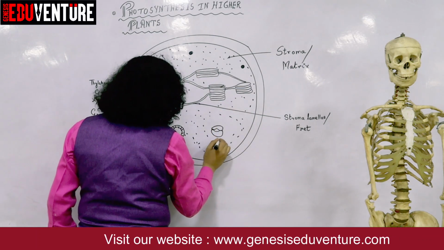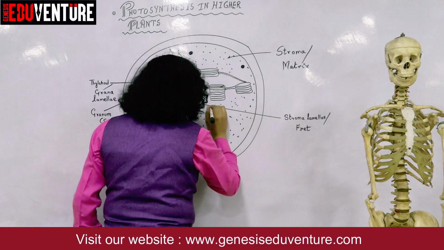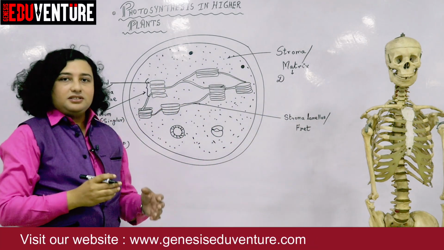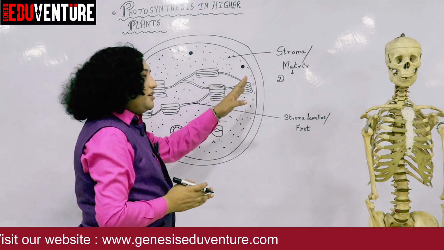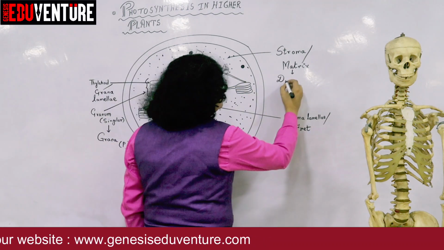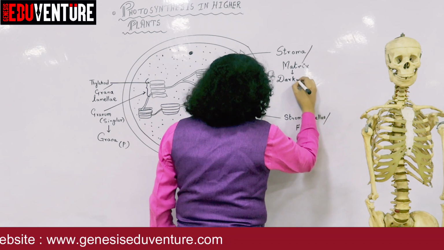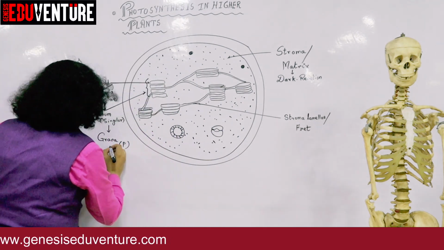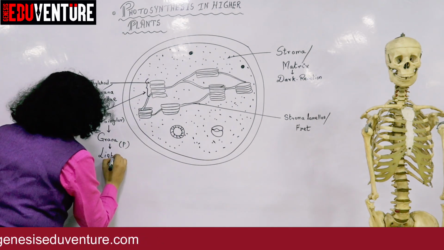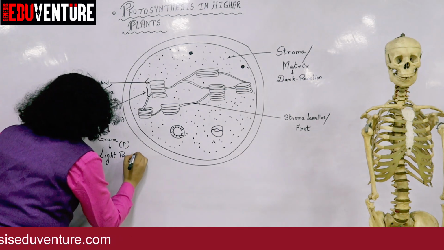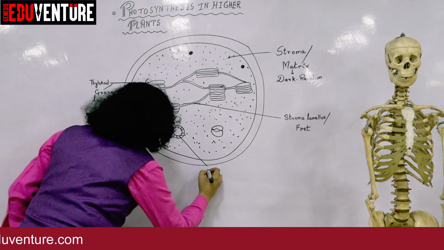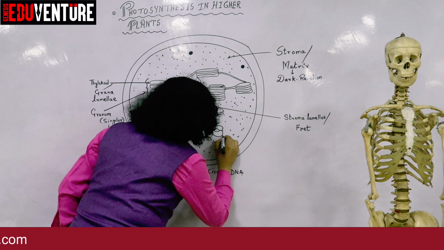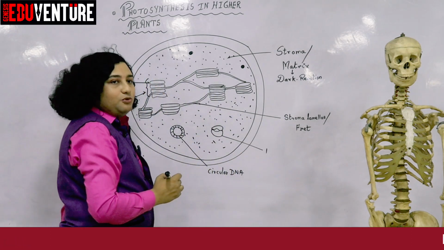The part which I am marking over here is the matrix of the chloroplast. It is the site where the dark reaction takes place, because we know that light reaction and dark reaction are the two events of photosynthesis. The dark reaction, which is a light-independent reaction, takes place over here. So this is the site of dark reaction, while this grana is the site of light reaction. This is double-stranded circular DNA, and this represents the plastidoribosome.